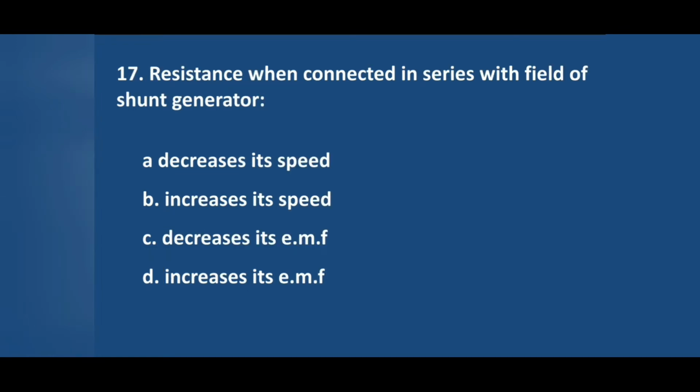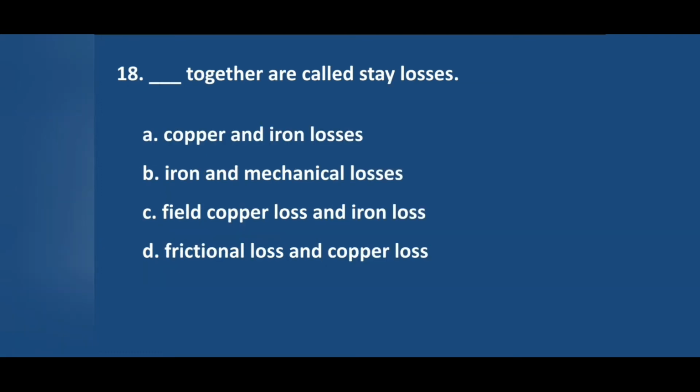Question number 17. Resistance when connected in series with field of shunt generator. Answer is option C, decreases its EMF. Question number 18. Dash together are called stray losses. Answer is option A, copper and iron losses.